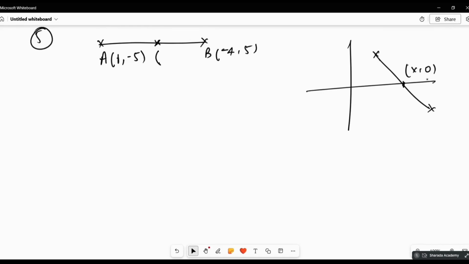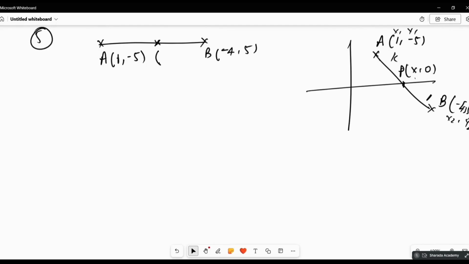Also find the coordinates of the point of division and the ratio you have to find. So ratio k is to 1 we will take. This point, P, is (x, 0). And what are the points they have given? A is (1, -5). B is (-4, 5). This is x1, y1. This is x2, y2. You have to find out.